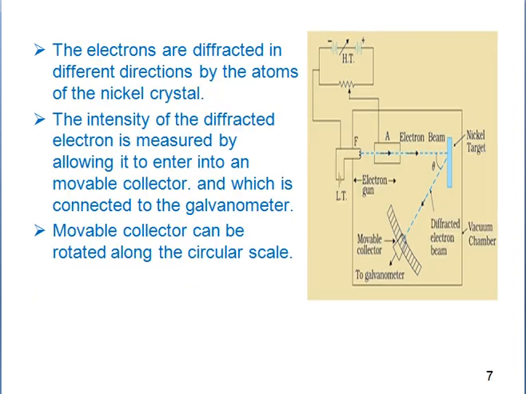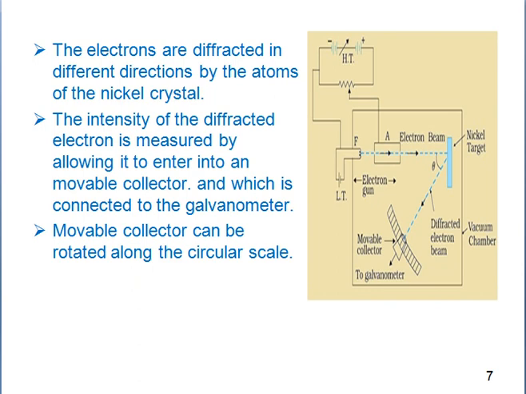Here the electrons are diffracted. When the electron beam is incident on the nickel target, it will be diffracted in different directions. Listen here, when the electron beam is incident on the nickel target, it will be diffracted in different directions by the atoms of the nickel crystals.